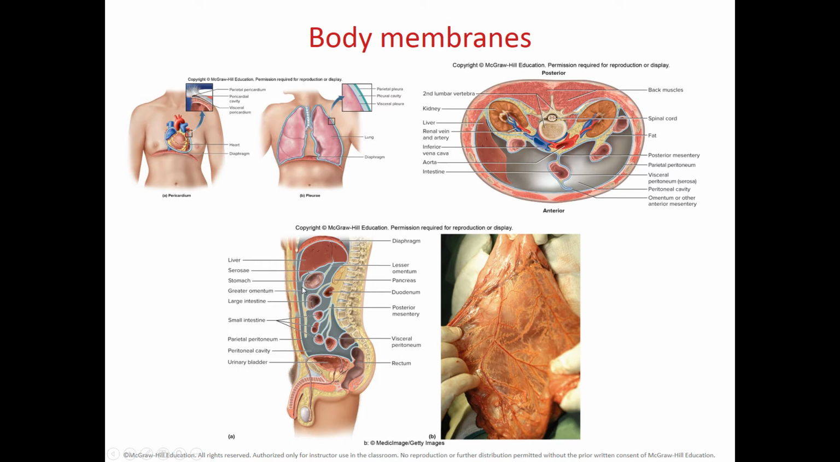So in this case, we have a membrane that is called the greater omentum, and then we have the mesentery that holds the loops of intestines. And this mesentery or posterior mesentery is made by the visceral peritoneum, and you can see it in here on this panel. Okay, so this is the visceral peritoneum.